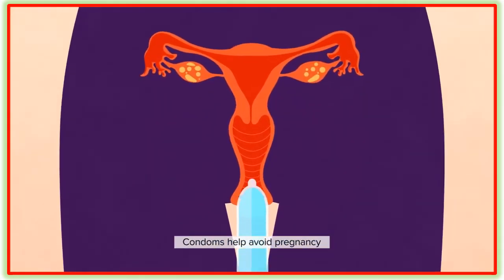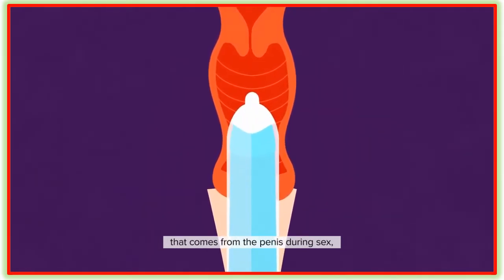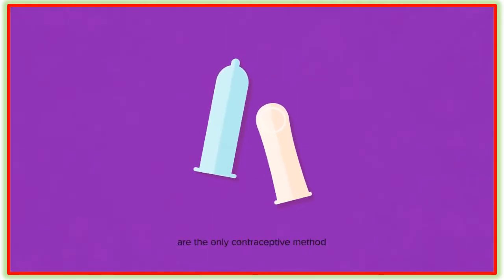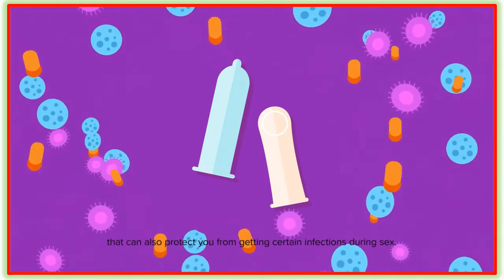Condoms help avoid pregnancy by trapping the white fluid containing sperm that comes from the penis during sex, so that it does not touch the inside of the vagina. Be aware that condoms are the only contraceptive method that can also protect you from getting certain infections during sex.